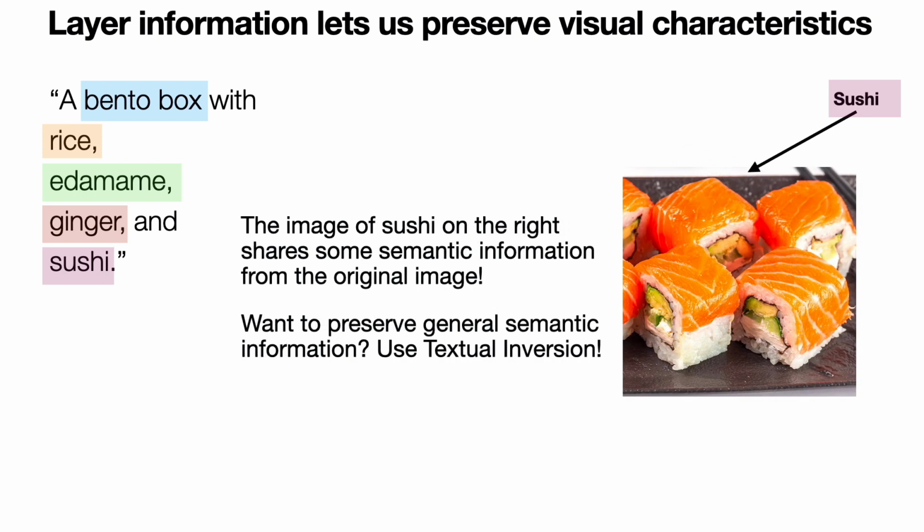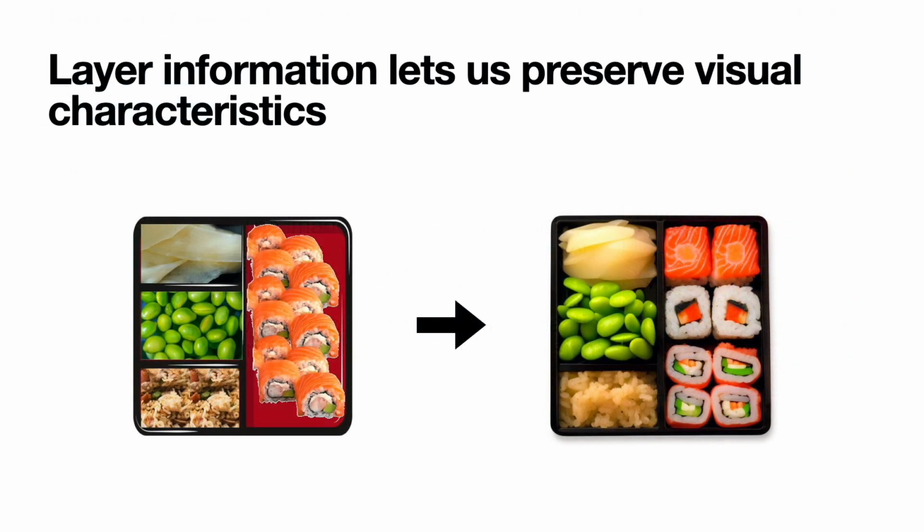Instead, let's say I want to preserve something more semantic. I can apply textual inversion to the input layer image and capture the core concept of a salmon sushi. And then when I generate an image, I've preserved far more of the desired layer information. In this case, I have salmon sushi and sliced ginger on the right, as I wanted.